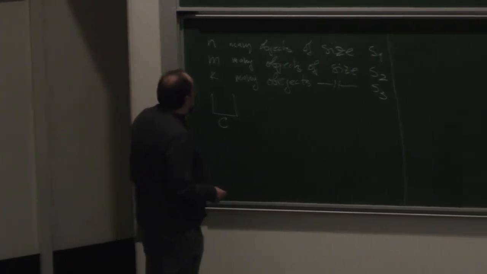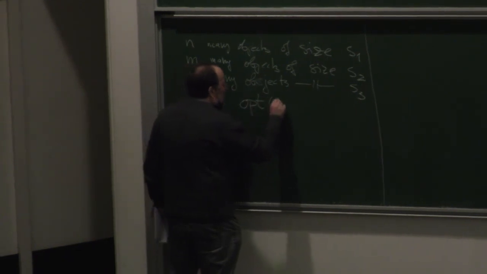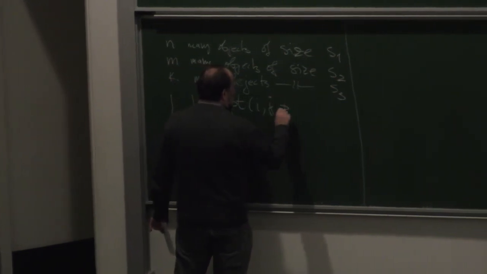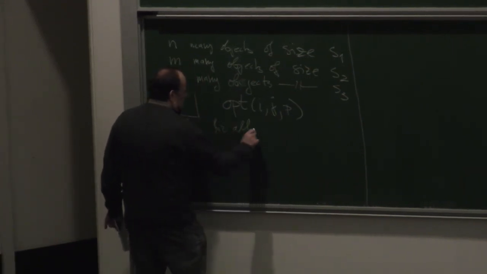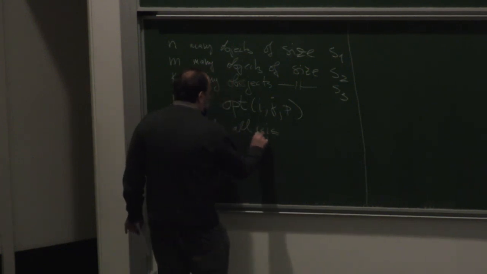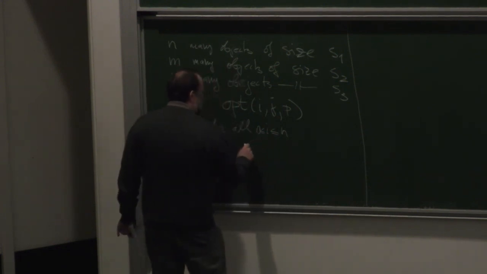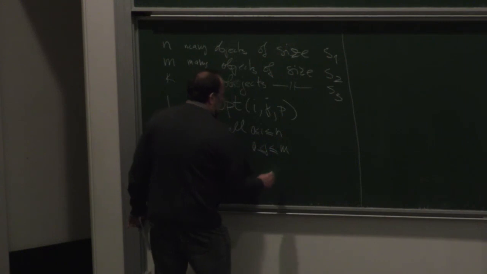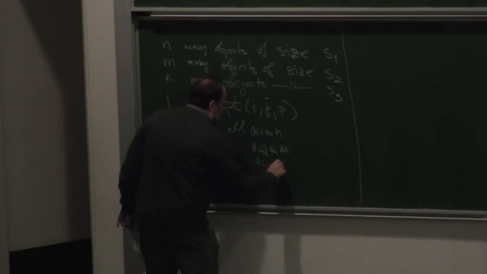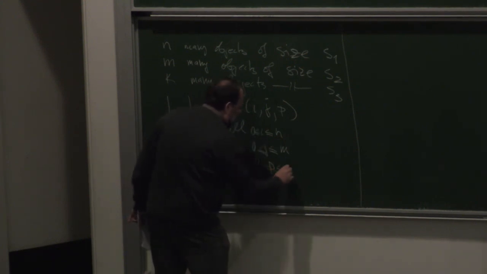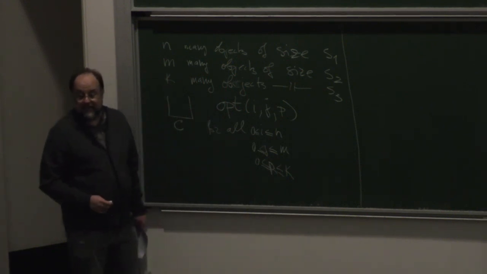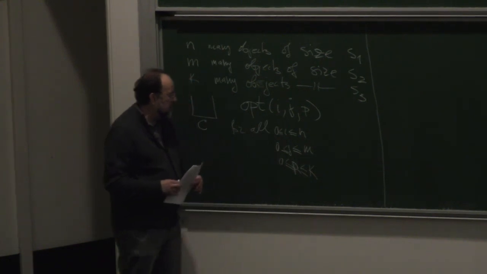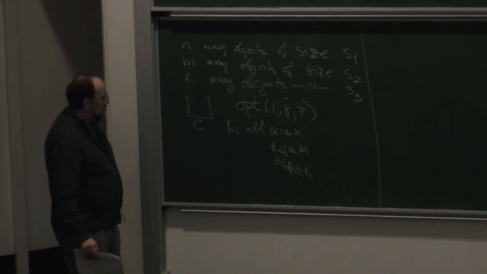What you solve are the following problems: opt(i, j, p) for all i between 0 and n, all j between 0 and m, and all p between 0 and k. So the table will be three-dimensional, right? Of course, it's hard to draw it by hand, but three-dimensional arrays for a computer are about as simple as two-dimensional arrays to store, right?